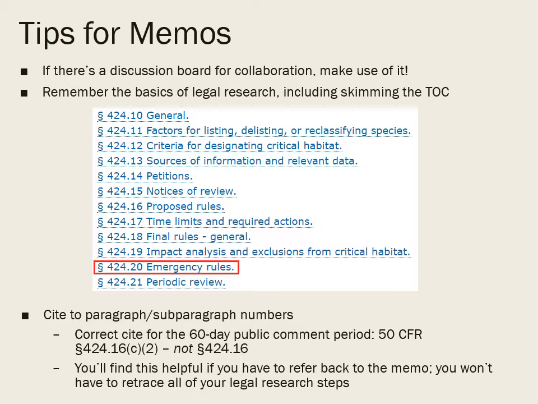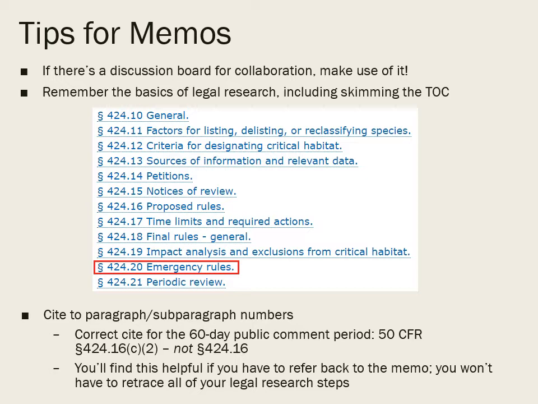Our D3 discussion board had over 80 posts about what people plan to include in their memos, and a lot of those posts provided specific U.S. Code and CFR citations. On that discussion board, we also covered candidate conservation agreements, and I gave you some legal citations for those.